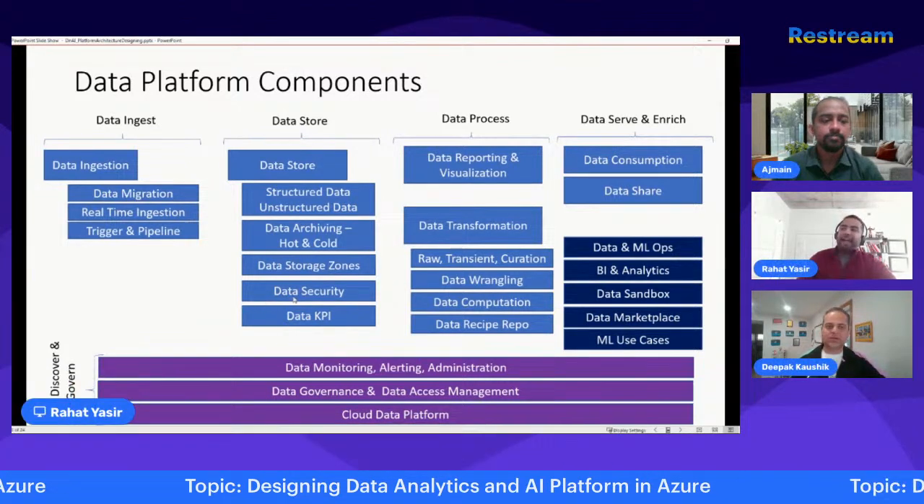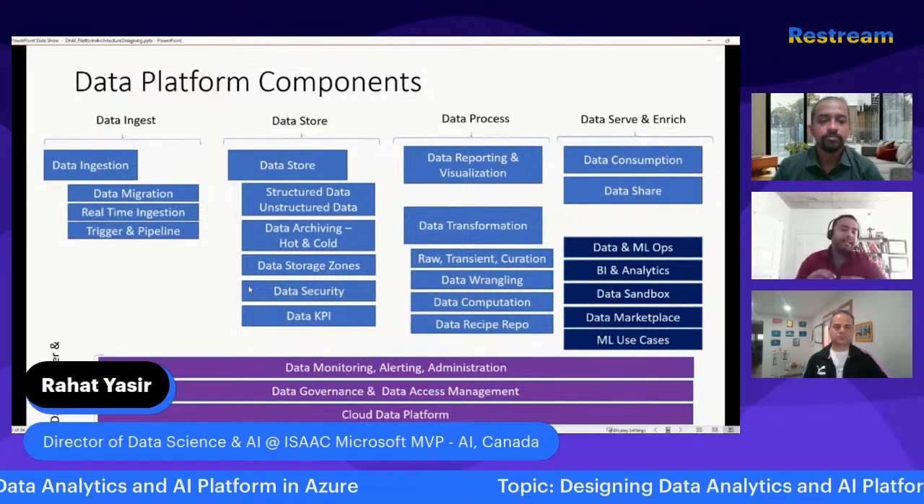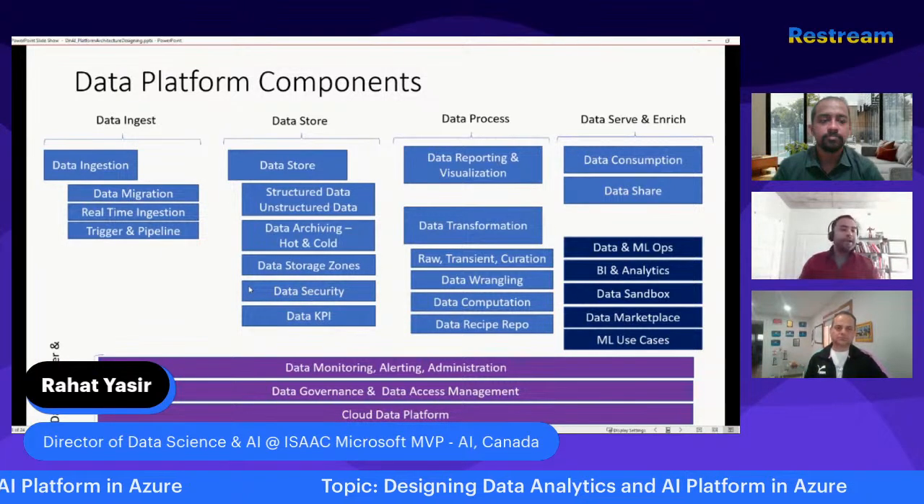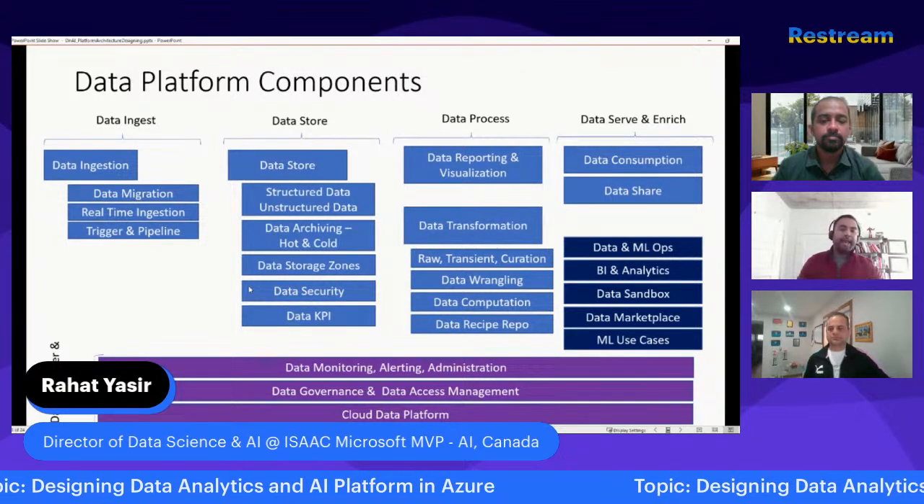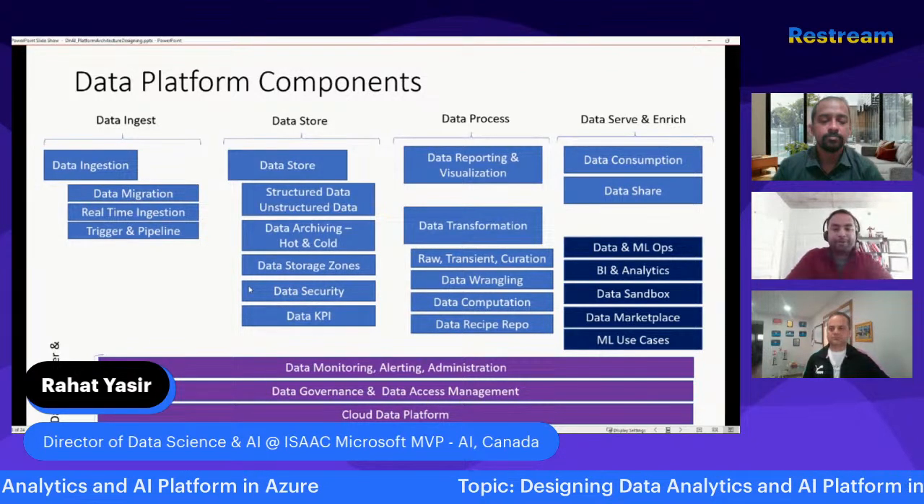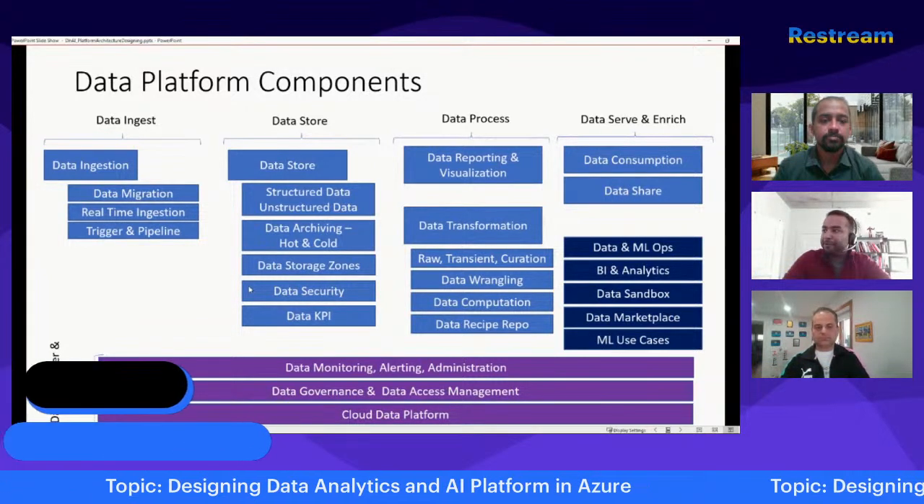You are amazing. And one of the big things is security, data security. So from an enterprise point of view, how do you guys handle data security? Do you use some third party tools, or within Azure are there tools that you use regularly? Deepak bro, if you want to share.